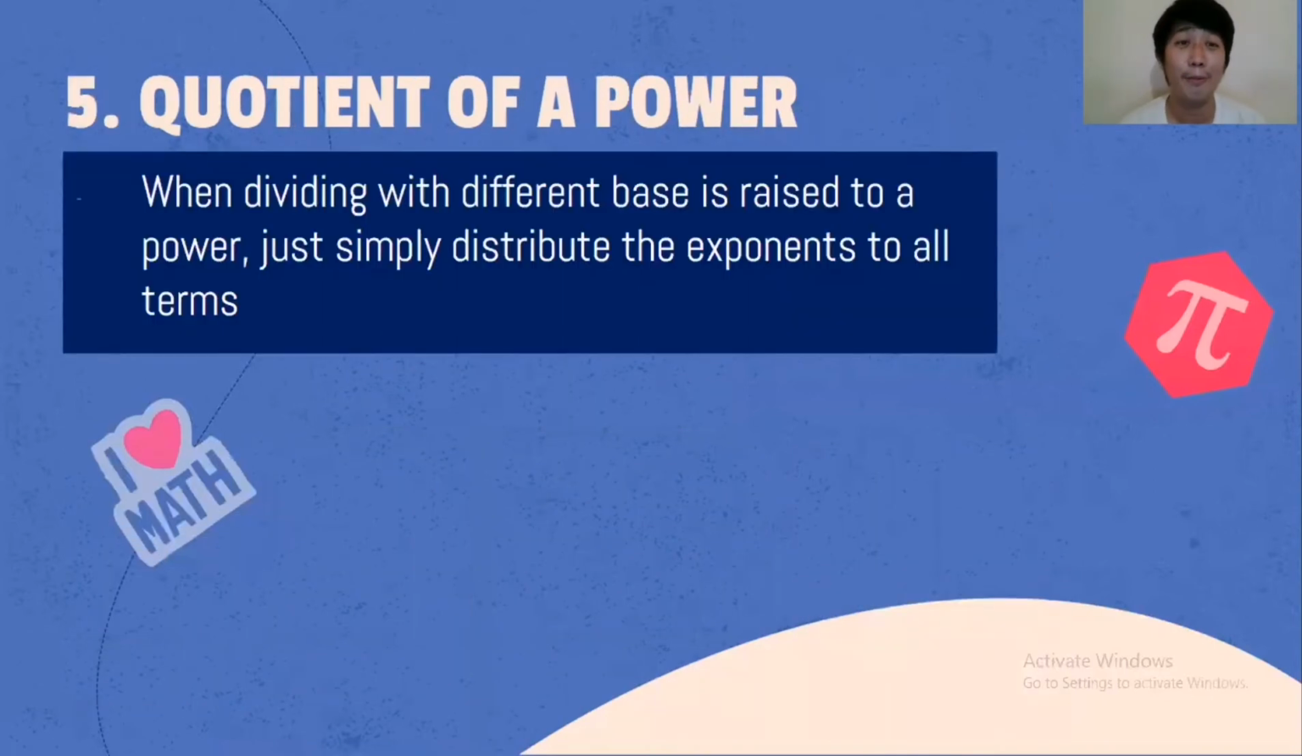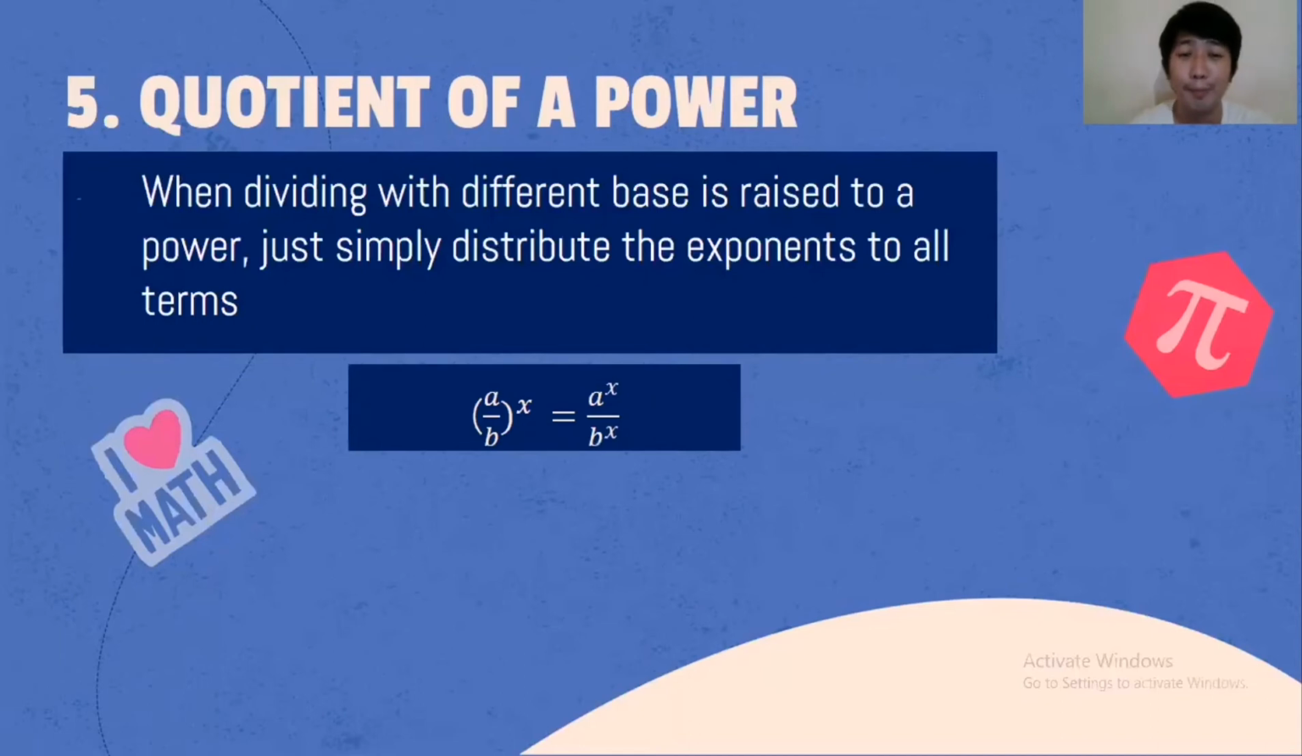Rule number 5. Quotient of a power. When dividing with different bases raised to a power, just simply distribute the exponents to all terms. Just like what we did a while ago with the power of a product, we distribute the exponents to the product. Same thing with the quotient of a power. We will be distributing the exponent to all terms.